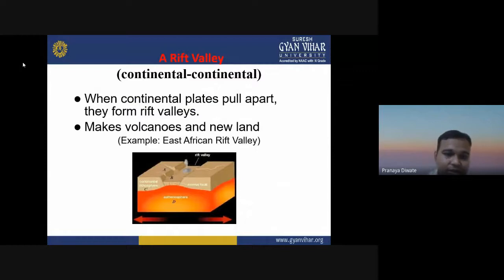Then you have a rift valley. When the continental plates pull apart, they form a rift valley, which makes volcanoes and new lands.